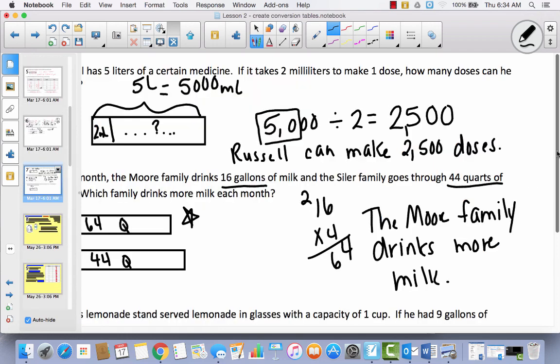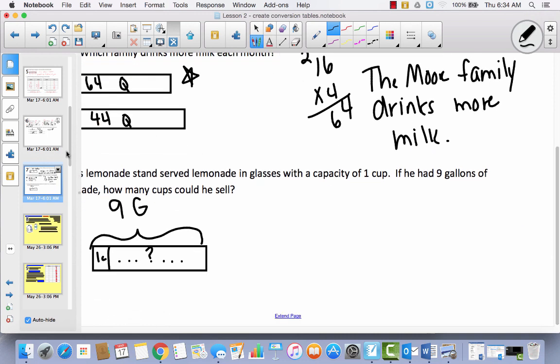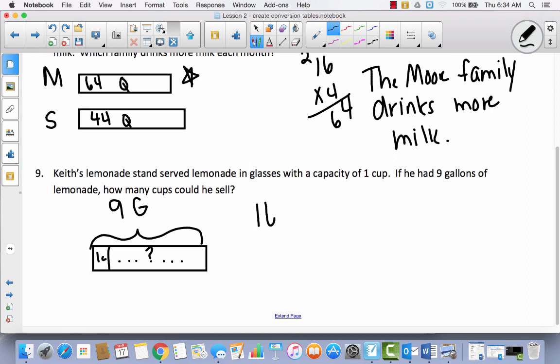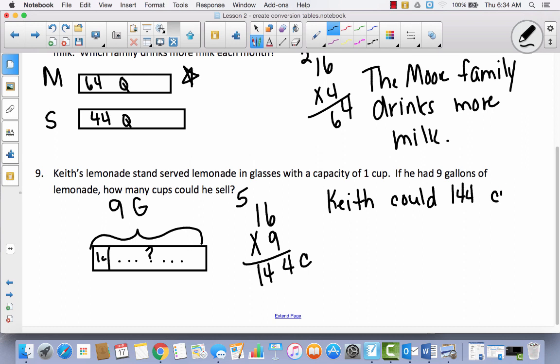All right, so we've got 16 cups in a gallon, and we've got 9 gallons. So we want to know how many that is. So we're going to do 16 times 9. So 6 times 9 is 54. 9 times 1 is 9, plus 5 would be 14. So we've got 144 cups. So how many cups could he sell? He could sell 144 cups. So Keith could sell 144 cups of lemonade.